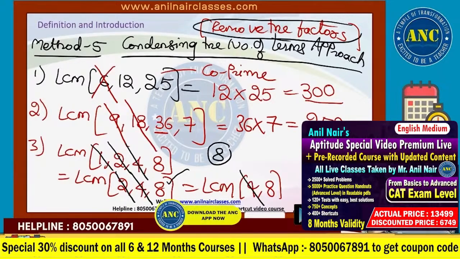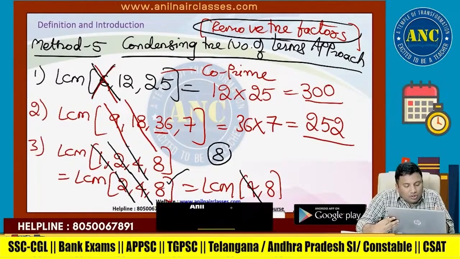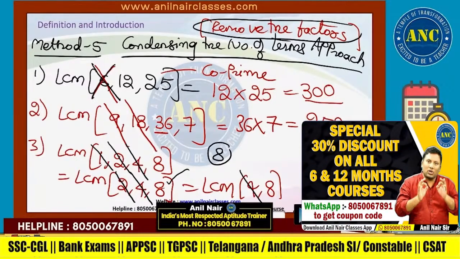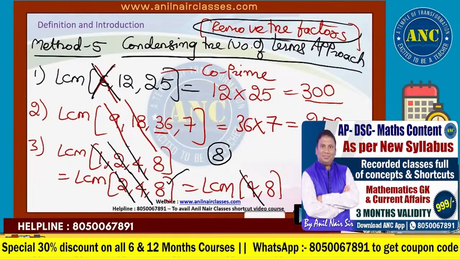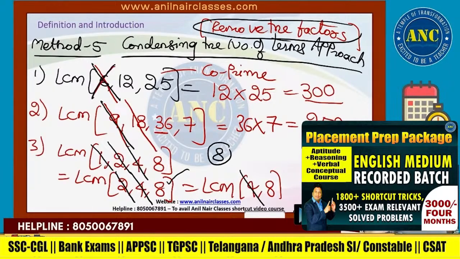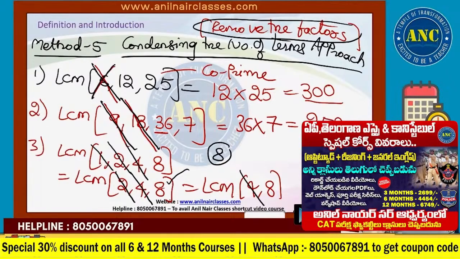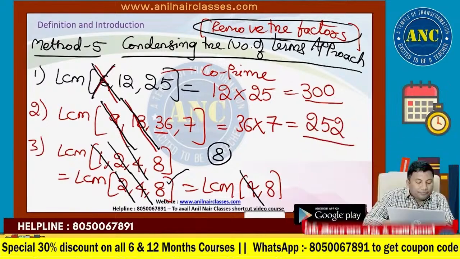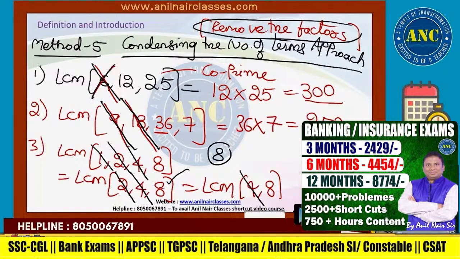Remove all the factors. 6, 12, 25: 6 will divide 12, so 6 is removed. Three terms become two terms if one of the elements in the set is a factor of another number. 9, 18, 36, 7: 9 will divide 36, 18 will divide 36, so the LCM of 36, 7 is 36 into 7. I hope it is clear.